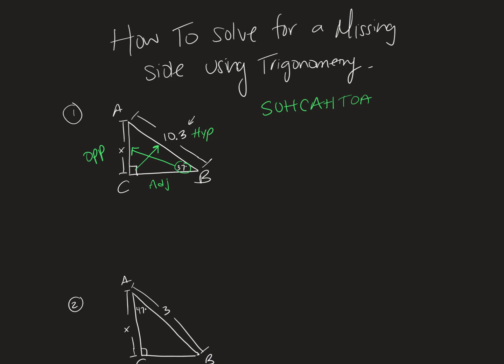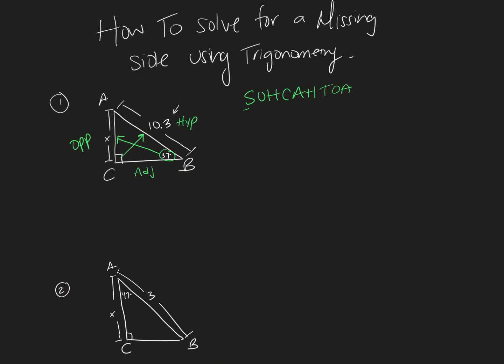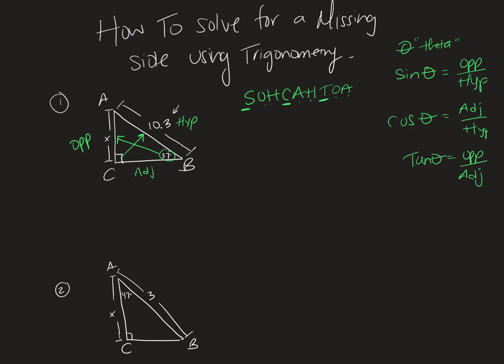SOHCAHTOA stands for the trig ratios. Sine of an angle, theta. Theta stands for the angle. Sine is OH, opposite divided by hypotenuse. Cosine is A divided by H, adjacent divided by hypotenuse. Tangent is O divided by A. Tangent of an angle is opposite divided by adjacent.